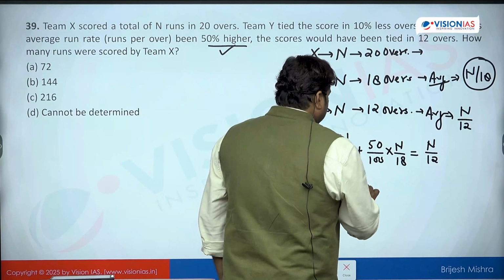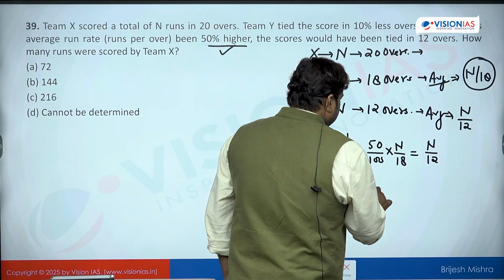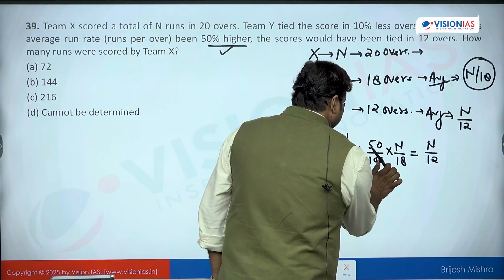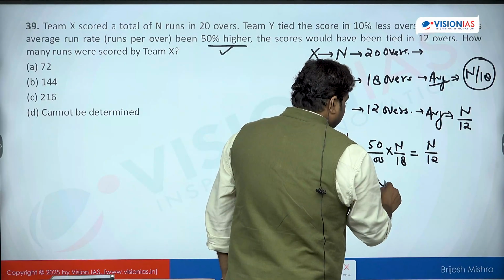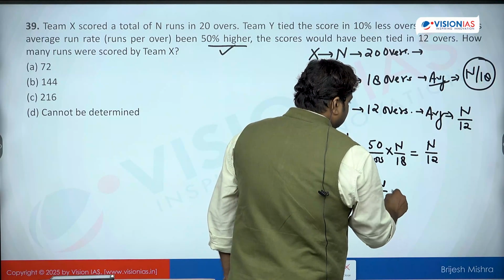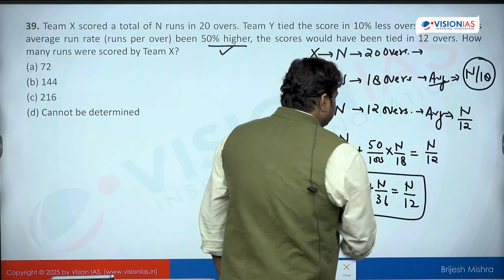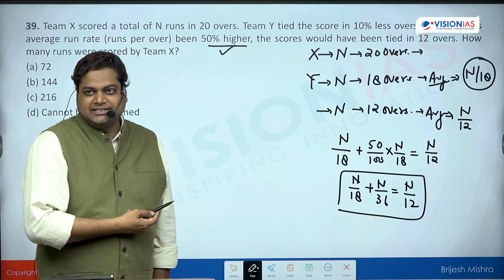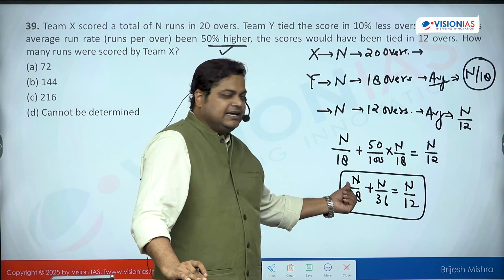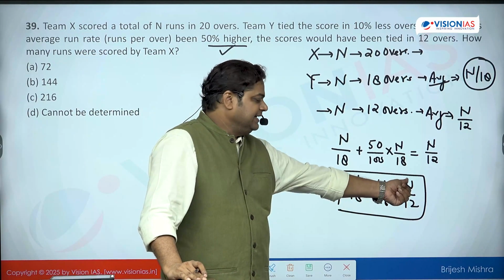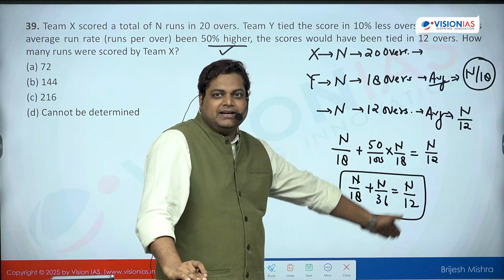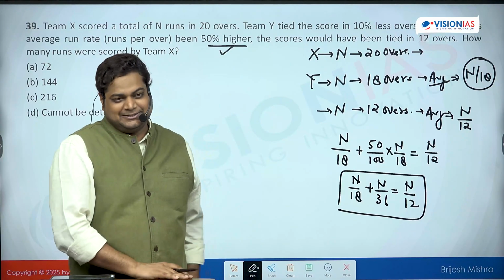So what are we getting? N by 18 plus N by 36 is equal to N by 12. This is the equation we are getting. If we take N common here, N is also common here, N will get cancelled out. We are not going to get any answer.